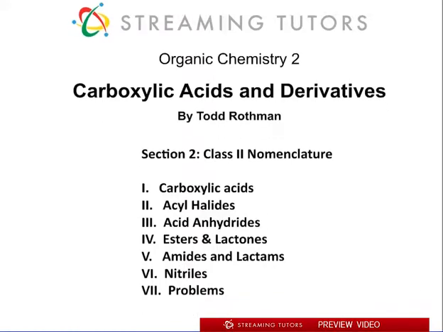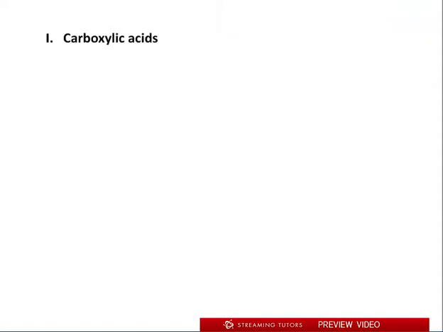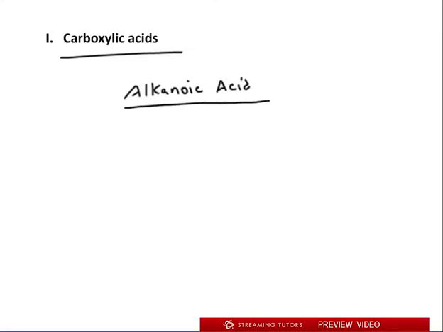So these are the different ones that we're talking about, and we'll wrap up with problems. These problems have to do with both section 1 and section 2. All right, let's start off with the first one, carboxylic acid. The way we name carboxylic acids is that we take an alkane, and then instead of the E, we remove the E and write oic, alkanoic acid. That's our template, alkanoic acid.